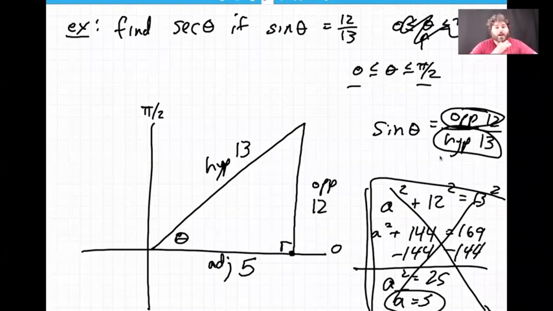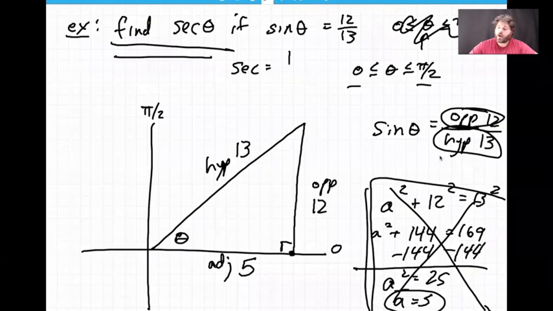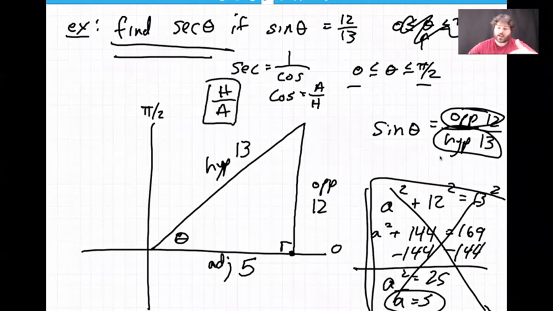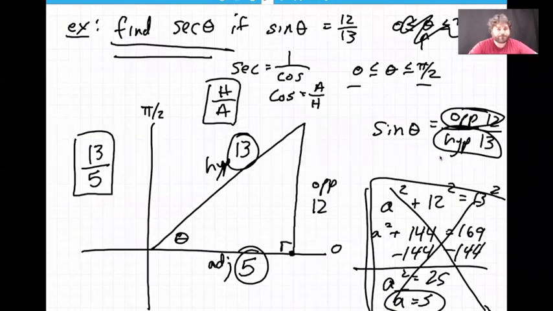So now that we've got the triangle labeled, we go find what they're asking for. Well, they're asking for secant. And remember, secant is 1 over cosine. I had to think about it because secant doesn't go with sine, which it should, but secant and cosine go together. So 1 over cosine. Well, cosine is adjacent over hypotenuse. So remember, 1 over that will flip that. So really, the secant is hypotenuse over adjacent. That's what I need. Well, I've got those numbers. 13 is the hypotenuse, adjacent is 5. That's all I got to do. 13/5 is the value of secant.